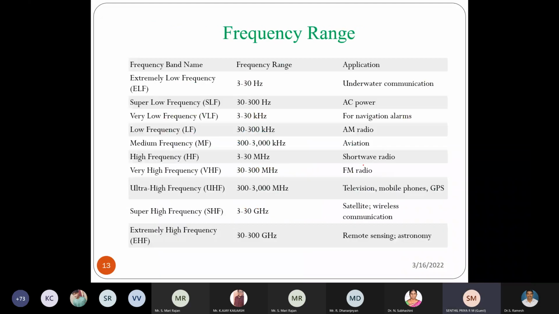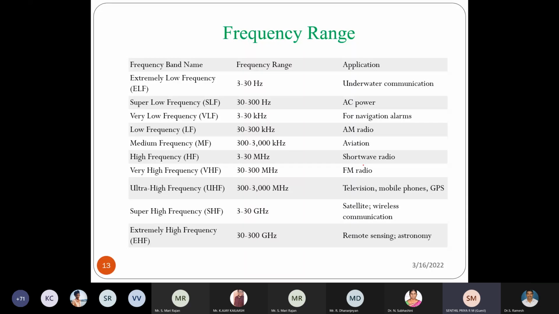And these are the frequency ranges. Already we know the range. We started from the RF frequency. These are all the frequency bands. Extremely low frequency starts from 3 to 30 hertz, and super low frequency from 30 to 300 hertz, and very low frequency, that is 3 to 30 kilohertz, then low frequency. So these are the frequency sections, and the application is different.